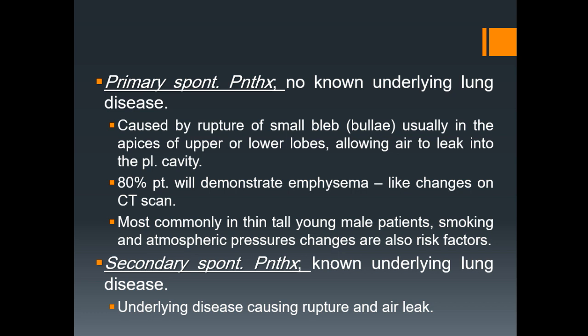So when you have this procedure, you should put a prophylactic chest tube on the normal side when you do a thoracotomy on the affected side. The most common cause of spontaneous pneumothorax is a bleb and bulla. In young adult males, we always find it, especially in tall ones, in smokers, and with atmospheric pressure change. This is also a risk factor.